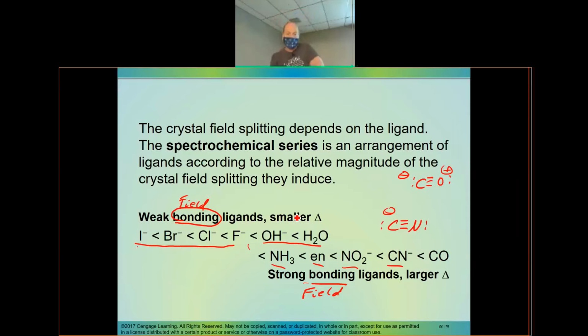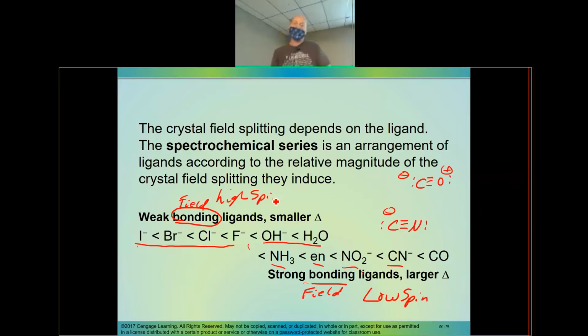All right, so you need to know your weak field ligands, and you need to know these strong field ligands. If you have a strong field ligand, you're going to have low spin. If all the ligands are weak field ligands, then you're going to have high spin.